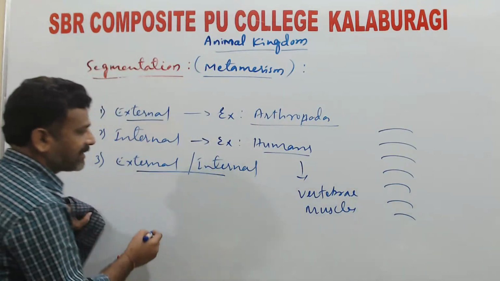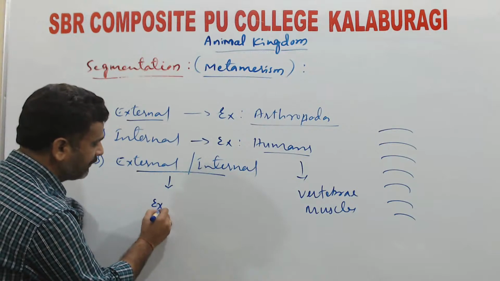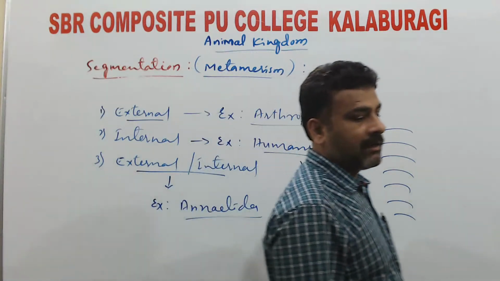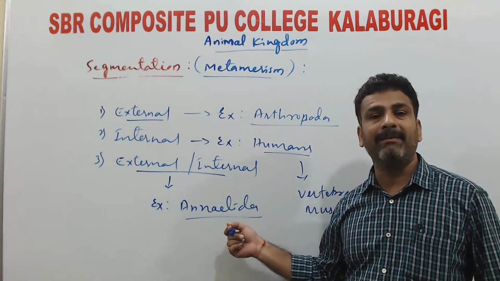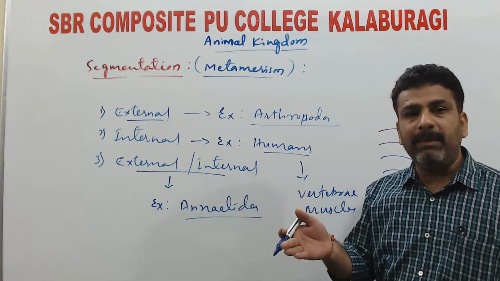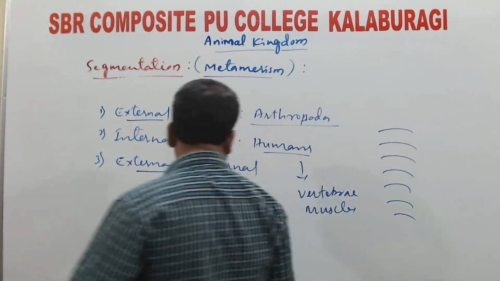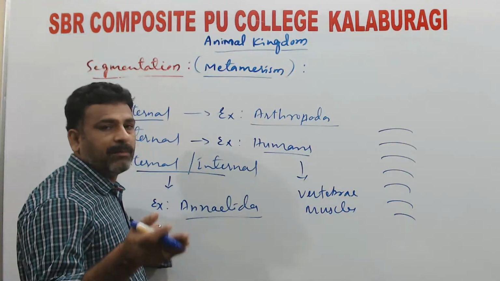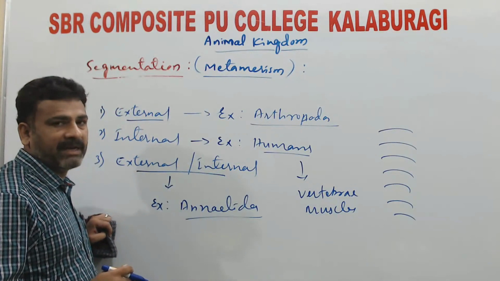Then, the external as well as internal segmentation. Both types of segmentation are common in the organisms belonging to the phylum Annelida. That's why the Annelidans are referred to as the metamerically segmented ones. The body is metamerically segmented. The body possesses repeated body parts or body units, linear, repeated, or serial repeated body units or body parts. That helps in formation of external as well as internal metabolism.